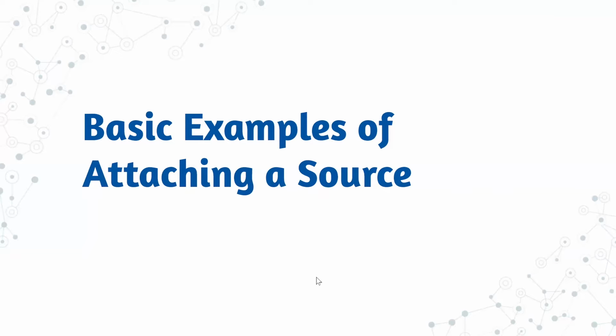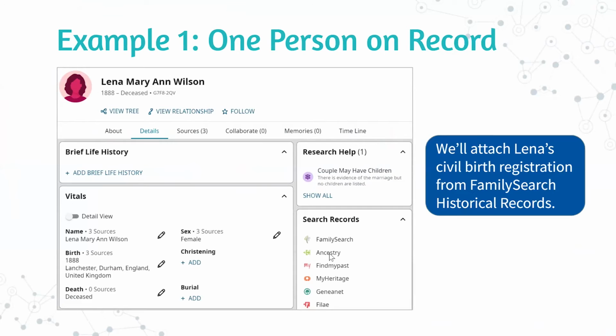So let's now walk through a couple of basic examples of attaching a source. We're going to start with the first example of just attaching a source that only has one person on it. For this example, remember Lena from the screenshot that we just looked at? Well, we're now on her person page and we are going to attach her civil birth registration, her government birth registration, which is in FamilySearch historical records. So this is how you would do that.